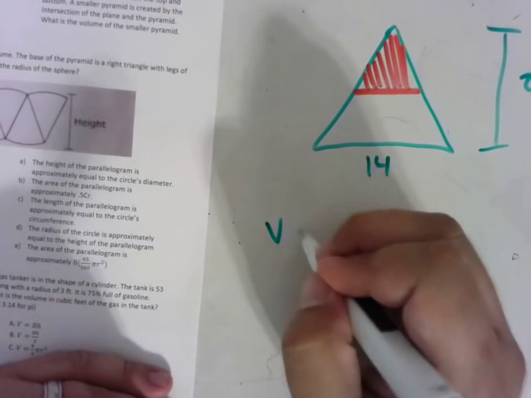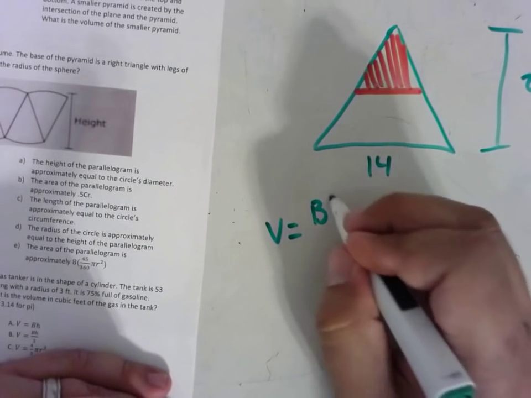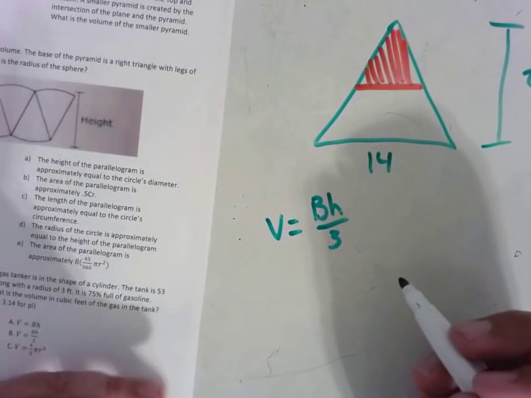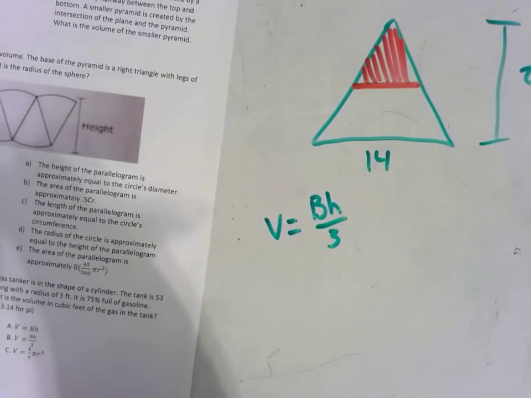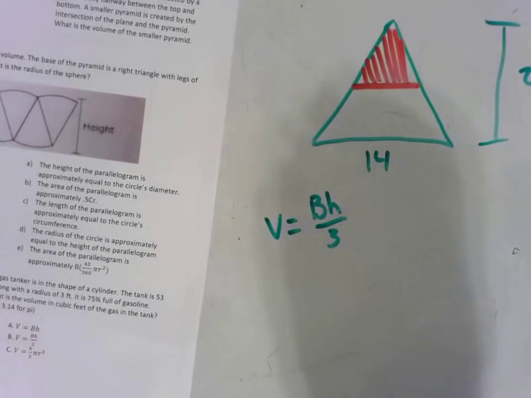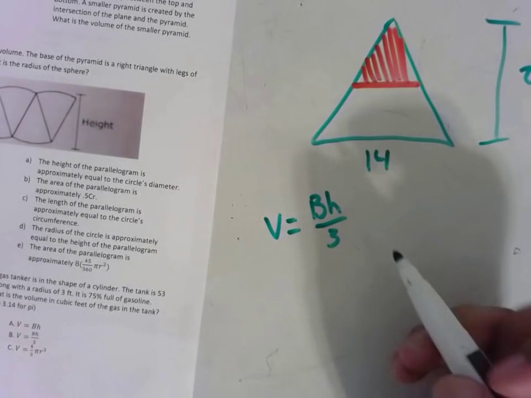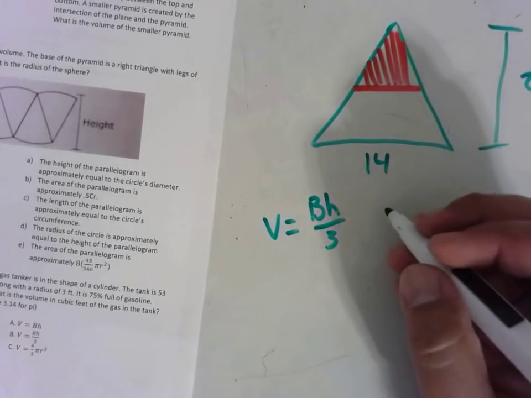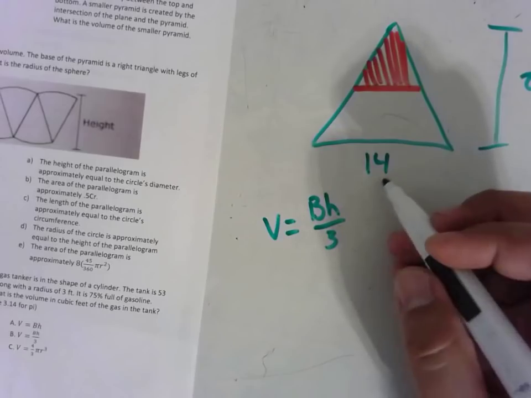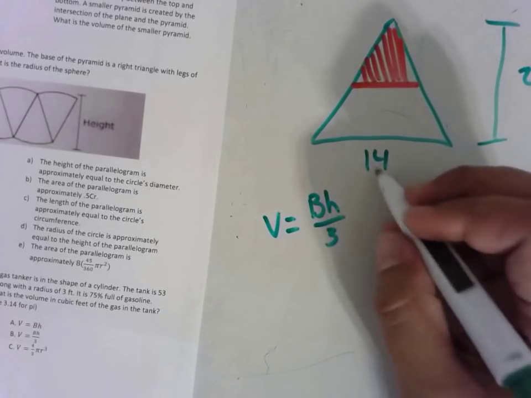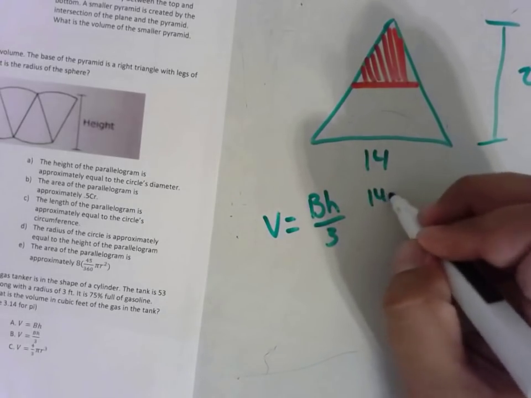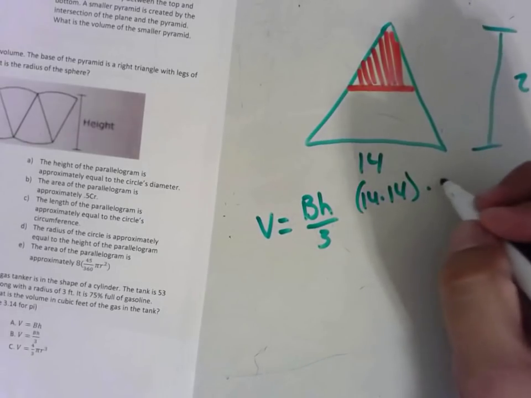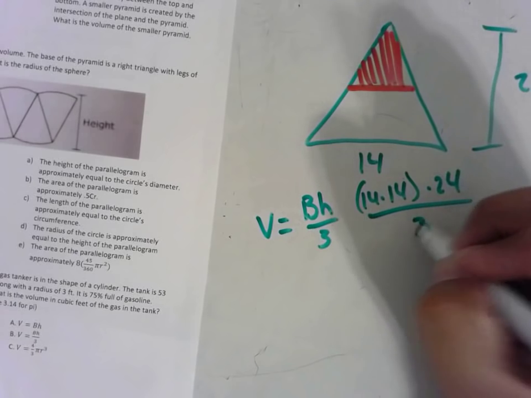So the volume is the area of the base times perpendicular height, divided by 3, because this is a pyramid. Pyramids and cones divide by 3. A couple ways I can do this. First way is just to find the volume of the larger one. The volume of the larger one is going to be the area of the base, which is just 14 times 14 times 24 divided by 3.